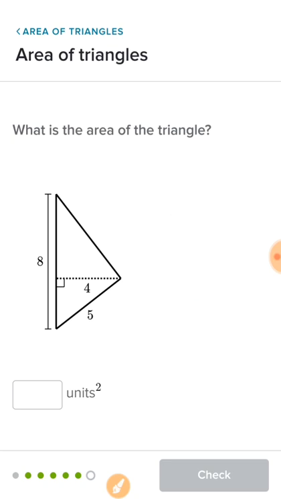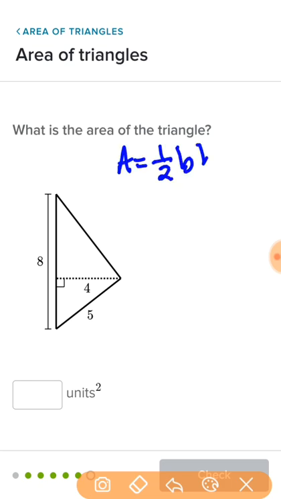So here, what's the area of this triangle? The area is half of the base times the height. And so I'm looking for my sides that are perpendicular, which would be right here. So that means that this 5 is not relevant. So half of the base is going to be 8 and the height is going to be 4.